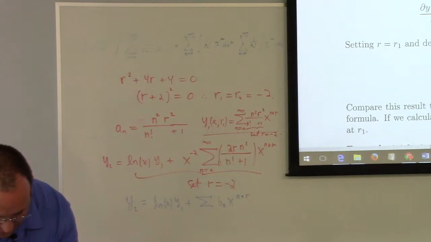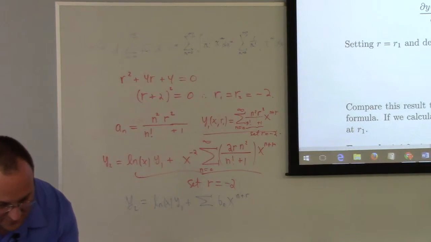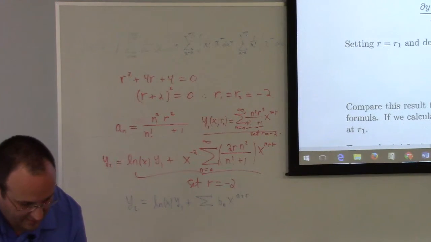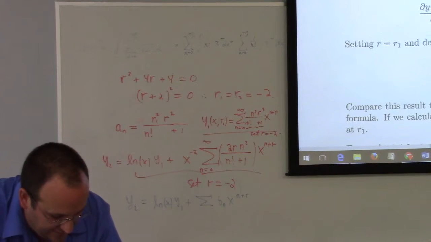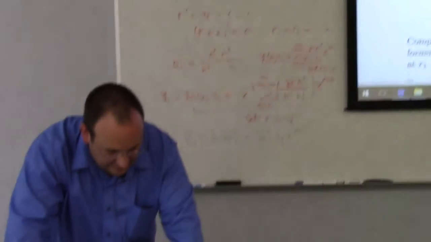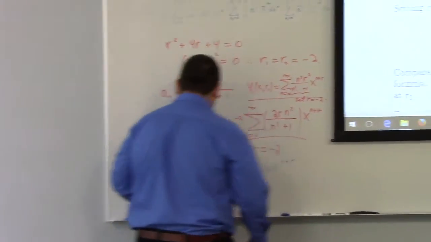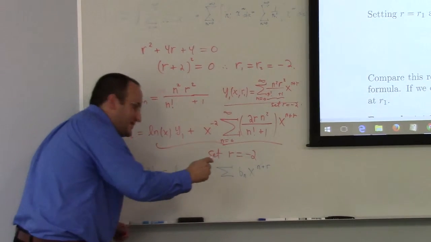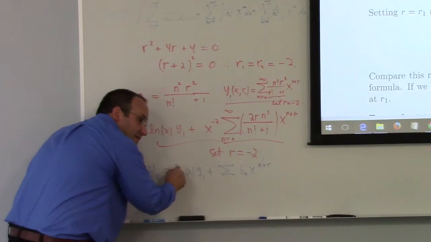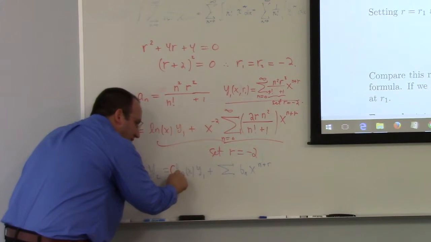Let's see here. If r1 minus r2 is a positive integer, there exist two linearly independent solutions of the form. And then the first one's the Frobenius solution. The second one is almost the same, but in the case they differ by a positive integer, you get a fudge factor of c here. So this is what changes when they differ by a positive integer. It allows for a constant here as well.